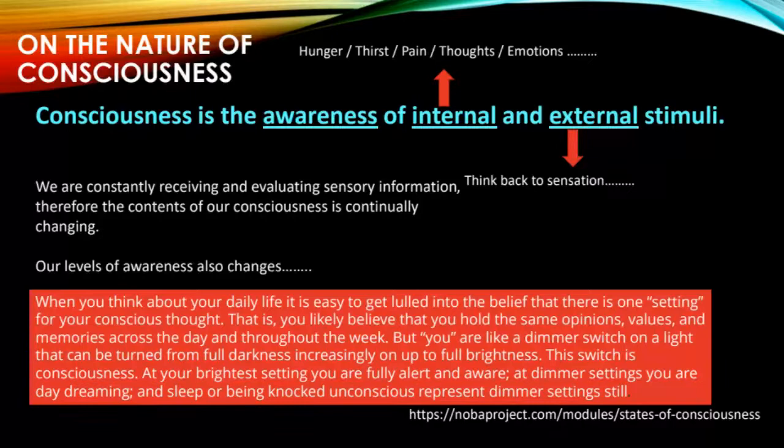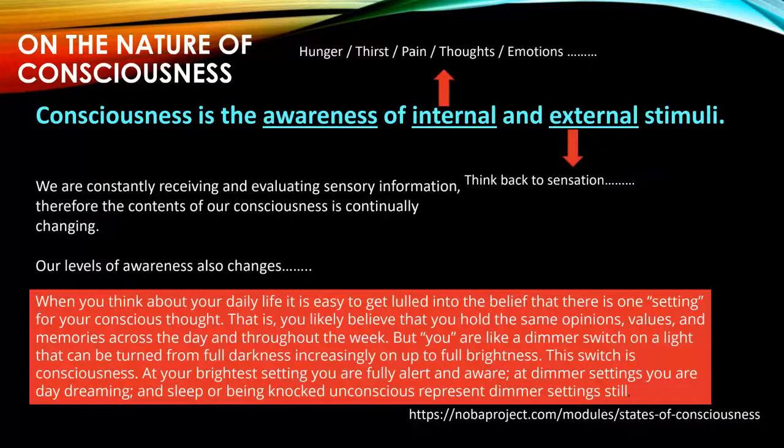A nice little example to understand that a bit more, and I've put the reference at the bottom: when you think about your daily life, it's easy to get lulled into the belief that there is one setting for your conscious thought. That is, you likely believe that you hold the same opinions, values, and memories across the day and throughout the week, but you are actually like a dimmer switch on a light that can be turned from full darkness increasingly up to full brightness. This switch is your consciousness. At your brightest setting, you are fully alert and aware. At dimmer settings, you are daydreaming, and sleep or being knocked unconscious represent dimmer settings still.